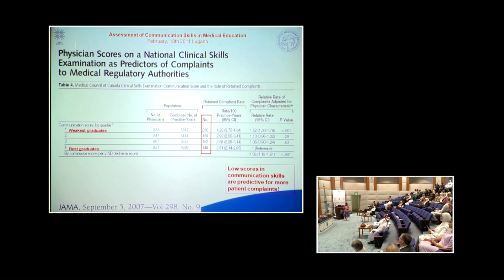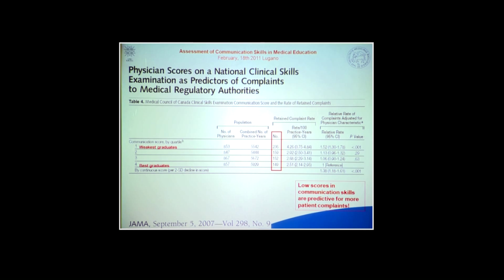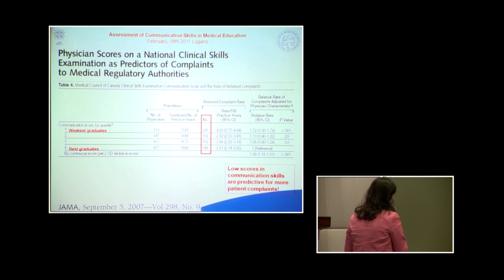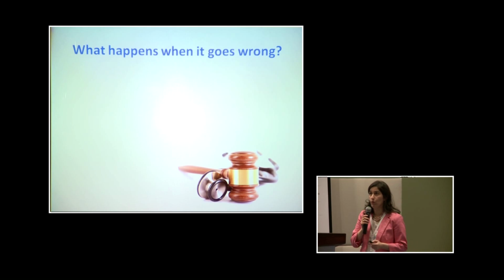What we know from the literature is that low scores in communication skills are predictive of patient complaints. This is what was published in JAMA, showing that the weakest graduates with the lowest scores in communication skills will have more lawsuits and more problems later in life. So you can see that it has important predictive value as well.